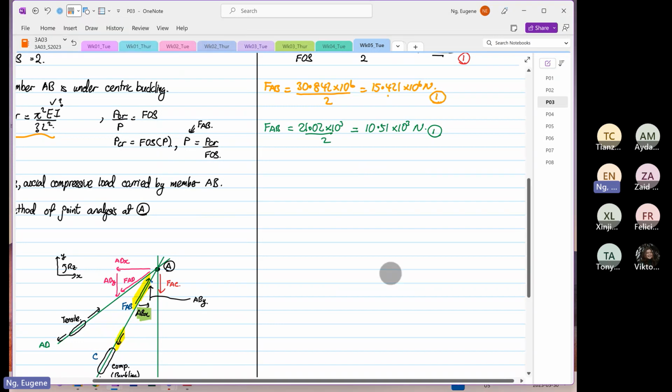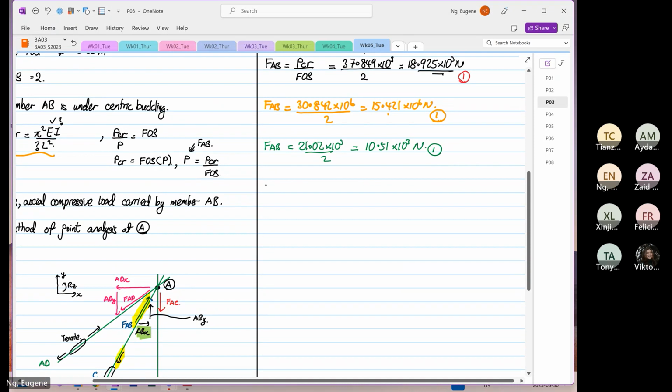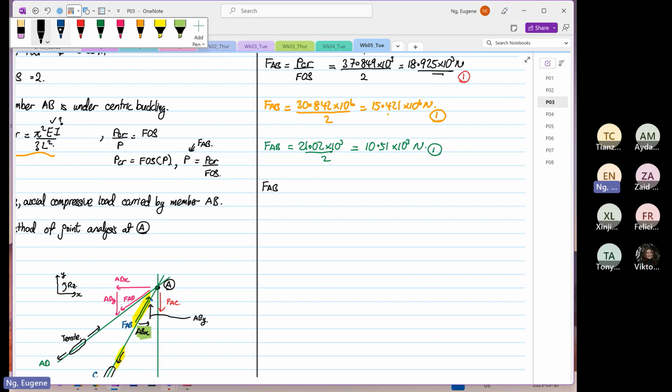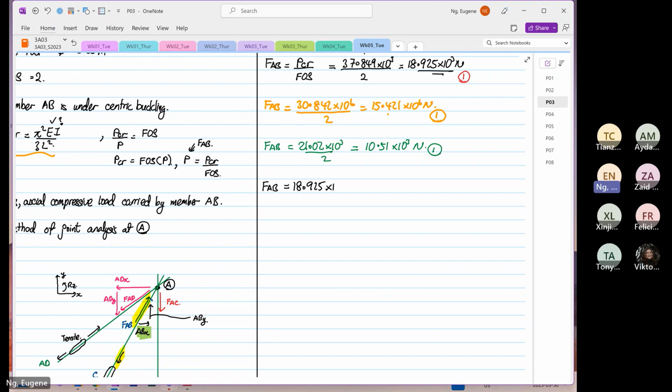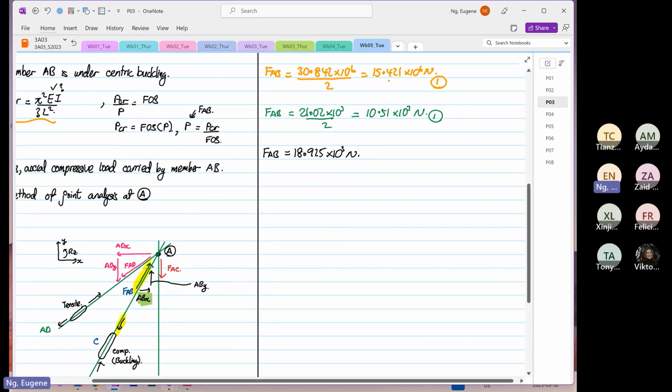So from here, we know that our FAB is equal to 18.925 times 10 to the power 3 Newton. Okay, so we know that. So once we come to here, we start to think, how are we going to solve this? Okay, so we can form 2 equations.